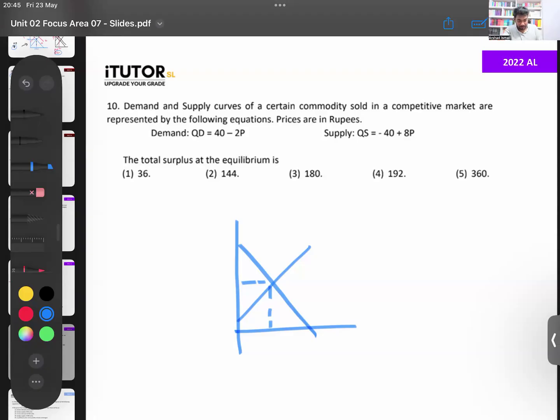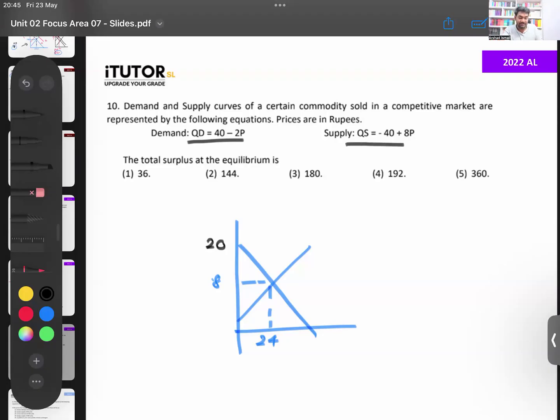Okay. So price is 8, quantity is 24, based on what you all are saying, right? How much is the maximum demand price? Price when QD equals 0. Take the demand equation, put 0, you get 20. Okay. Maximum demand price is 20.